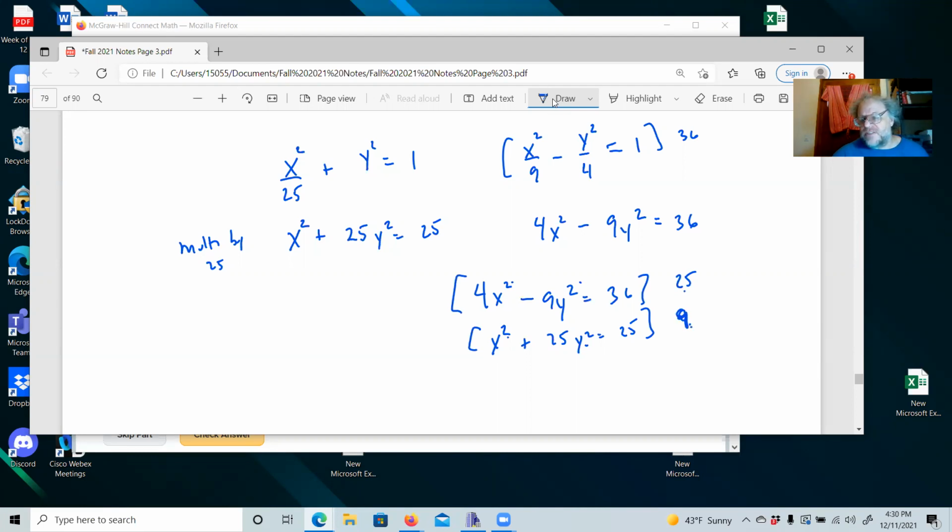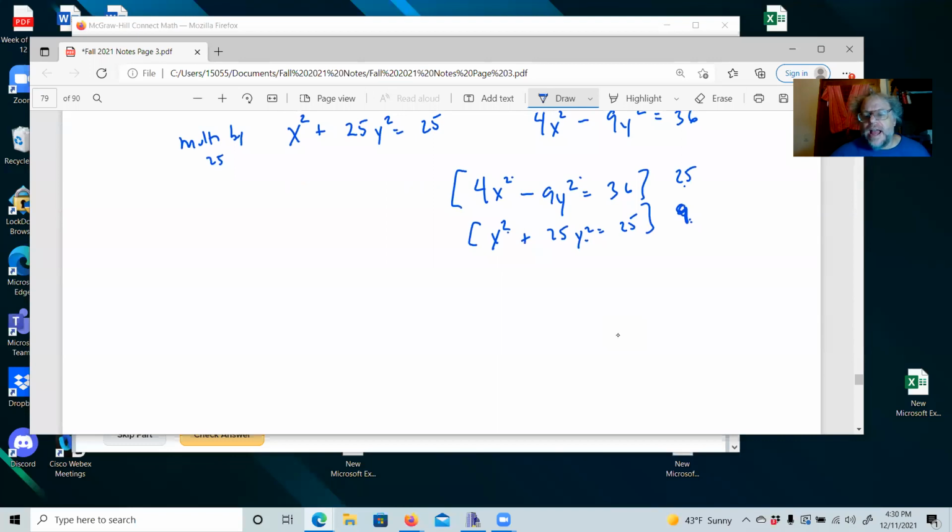Notice I don't have to worry about the signs, because 25 times 9 is going to be the same thing as 25 times 9. And we can go through and do this. So 4 times 25 is 100x squared, minus, if I have 9 times 25, I think that's 225, right? And then, I don't know what 25 times 36 is. I think it's 900.